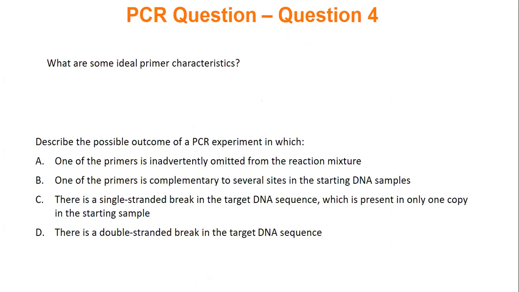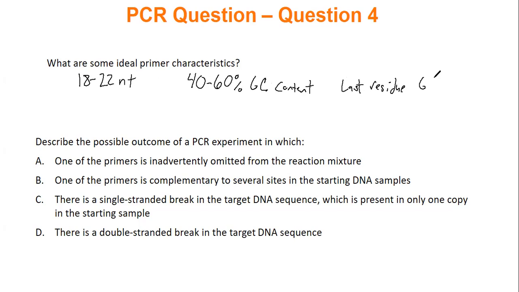So some PCR questions, and I didn't go over ideal primer characteristics. So let me go over that. For those primers we were talking about, what do we want out of these primers? Generally, you want these primers to be like 18 to 20 nucleotides long. You want 40 to 60% GC content. You want the last residue to be a G or C generally.